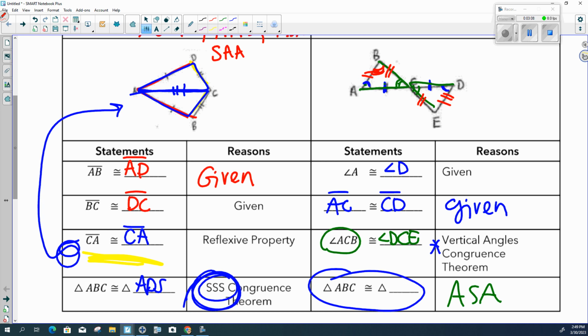So the congruency statement, they started us out with A, B, C. So we have to start and go D, E, C.